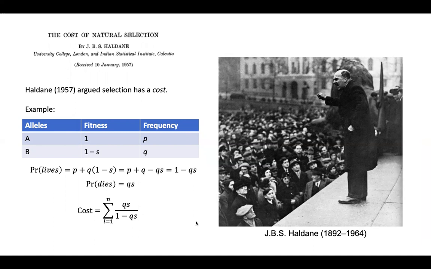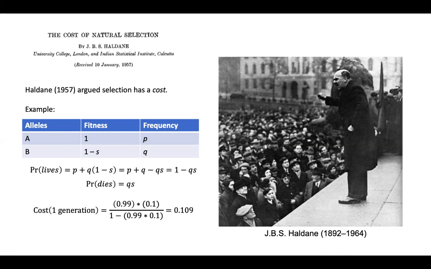In 1957, he wrote a paper on what he called the cost of natural selection. This is how it works. So imagine there are 2 alleles, A and B, with frequencies P and Q. Individuals with the B alleles suffer a fitness cost S. This fitness cost, in Haldane's framework, can be thought of as genetic deaths, which would be proportional to QS. So that's the proportion that dies is QS. Therefore, the cost of selection is the ratio per generation of QS over 1 minus QS, which I've shown here at the top is the proportion that lives, and then here is the cost being the summation over all generations, and then the cost per generation QS over 1 minus QS.